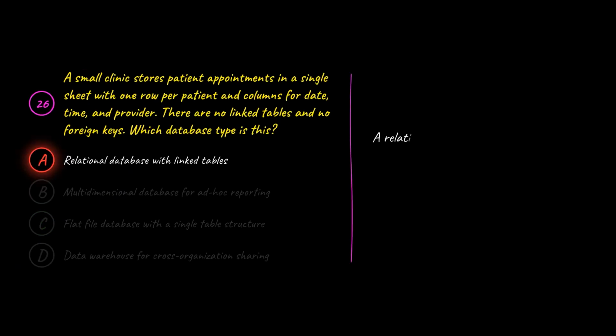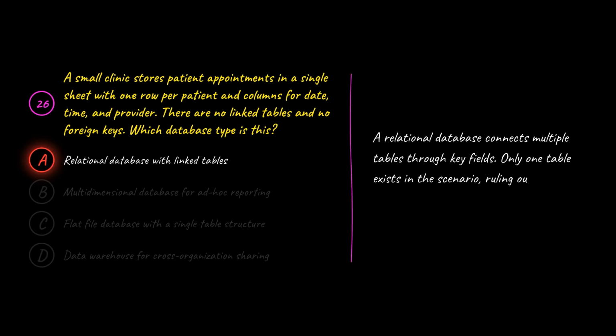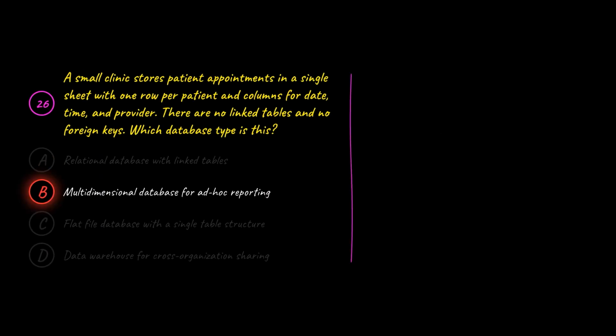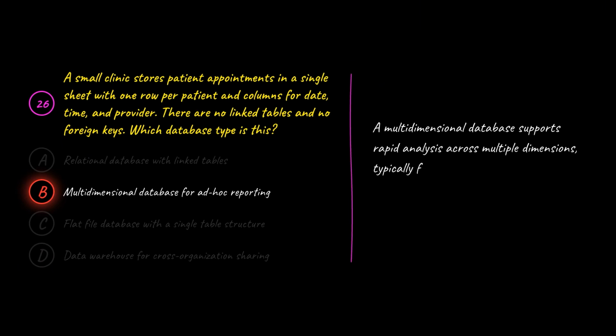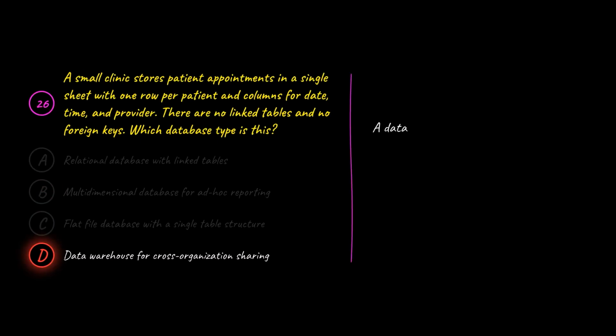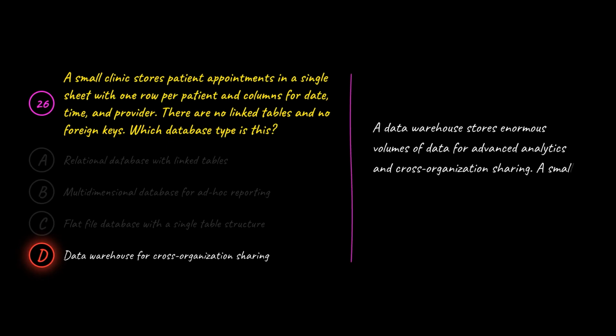A is wrong because a relational database connects multiple tables through key fields. Only one table exists in the scenario, ruling out a relational structure. B is wrong because a multidimensional database supports rapid analysis across multiple dimensions, typically for reporting cubes. A single appointment sheet does not provide that structure. D is wrong because a data warehouse stores enormous volumes of data for advanced analytics and cross-organization sharing. A small clinic with one sheet is far below that scale.